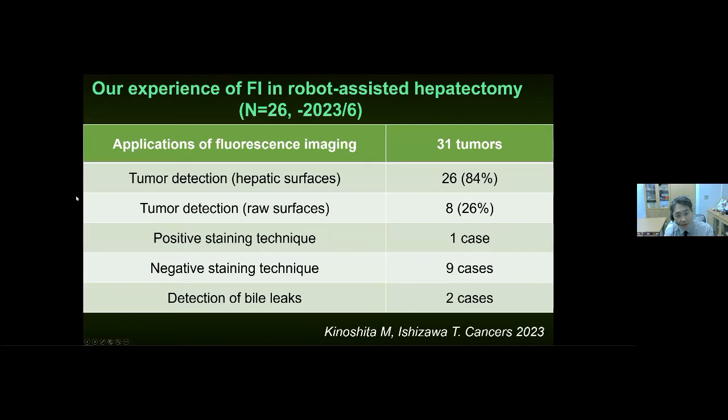This slide summarizes the initial outcomes of the use of fluorescence imaging in robot-assisted hepatectomy in our institution. Totally 26 patients. The sensitivity of the tumor localization by fluorescence imaging was 84%, and we used positive staining technique and negative staining technique in 1 case and 9 cases, respectively.